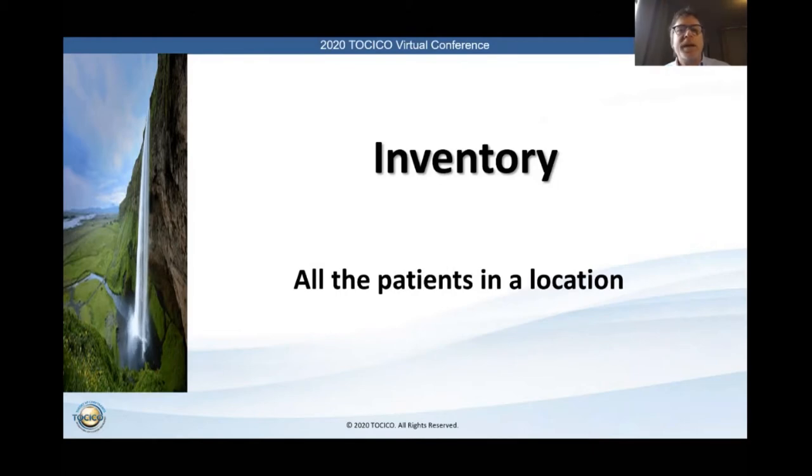Inventory is all the patients in a particular location or unit. What is our current cardiac ICU census? How many patients are in the ED right now? How big is our family practice clinic panel? How many patients are scheduled for an MRI?